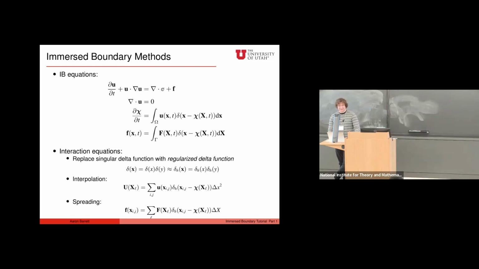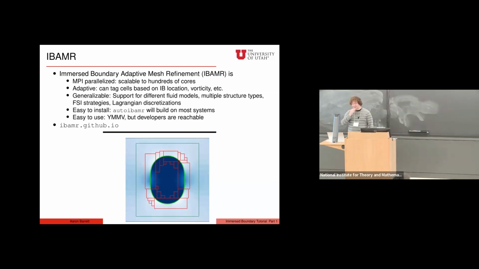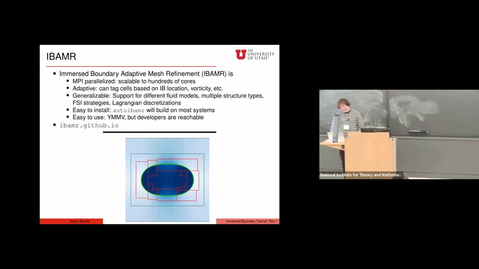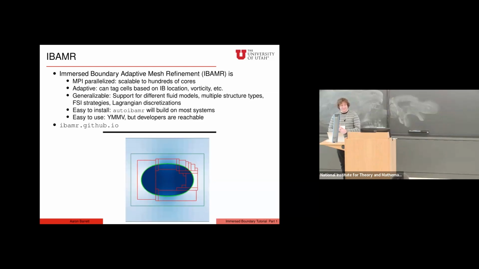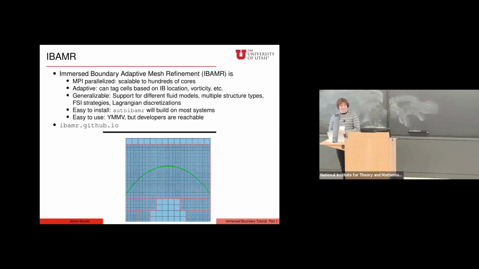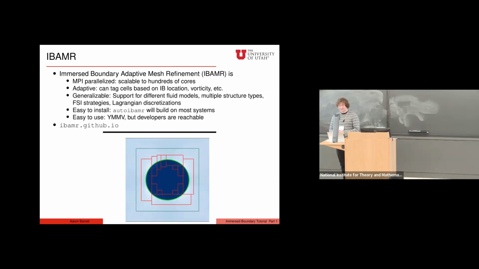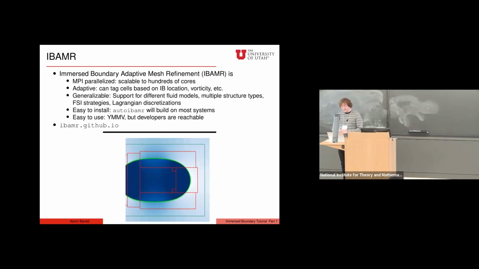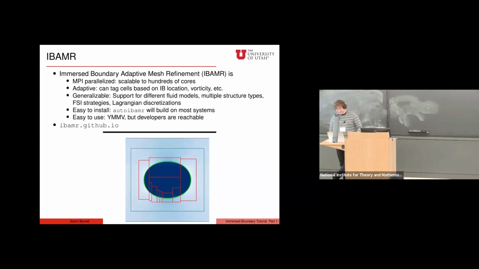All right. Let's talk about IBAMR. So IBAMR is a lot of things. Some of these things might be a lie. It is MPI parallelized. That is not a lie. Last I heard, it was scalable to hundreds of cores. I don't know if that's been improved at all. I think hundreds is probably about right. Maybe thousands.